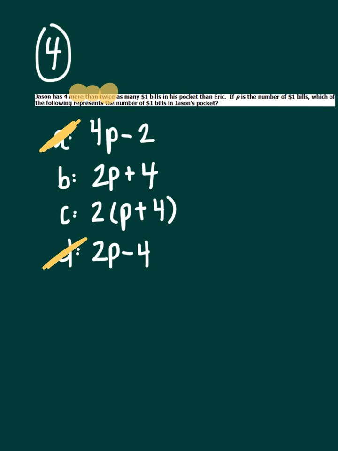If you look at B, 2 times P plus 4. So then we flip the order. Twice would be 2 times a number. So it looks like that would work. If you look at C, that doesn't work because if you distributed there, that would give you 2P plus 8.